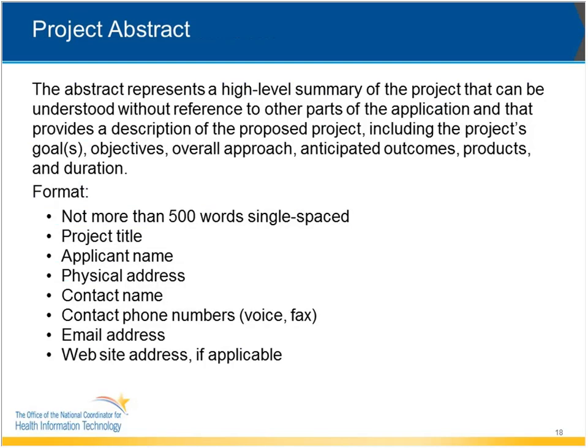So there are two primary components that will make you stand out from other applicants: the project abstract and the project narrative. The project abstract is a high-level summary report with a clear-cut description of your project scope, goals, objectives, overall approach, and potential outcomes. We would like this format to be presented in a particular way. As I stated before, no more than 500 words, single space, project title, your organization's name, your address, contact information, email address, and a website if applicable as well. We would like to have that also.